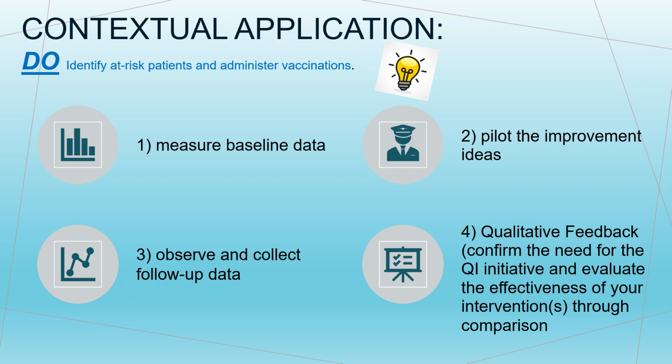Following on with the same healthcare example in the doing phase, this might be to identify the at-risk patients and administer vaccines. The major tasks in this stage are measuring baseline data, piloting the improvement ideas, and observing the collected and follow-up data. It is critical to collect baseline data prior to implementing any changes. Baseline data not only confirms the need for the quality improvement initiative, but also allows you to evaluate the effectiveness of your interventions through the comparison of before and after results.